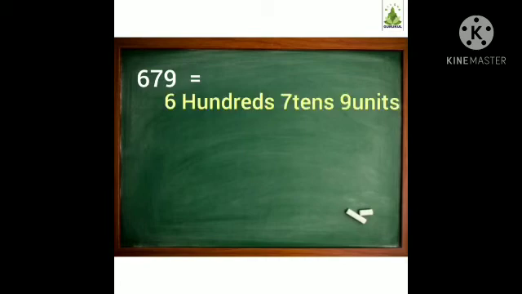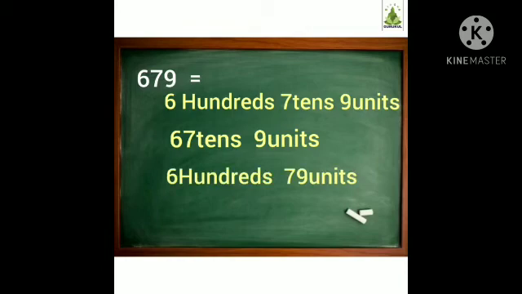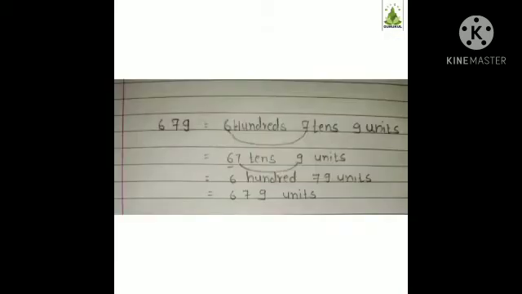679. We can write like this: 6 hundreds, 7 tens, 9 units. Now 67 tens, write together, and remaining 9 units. Now write 6 hundreds and 79 units. Write all digits separately. 6, 7, 9 units. This way, you can also write different breakups of number by your own.